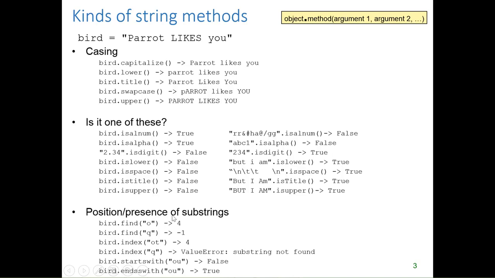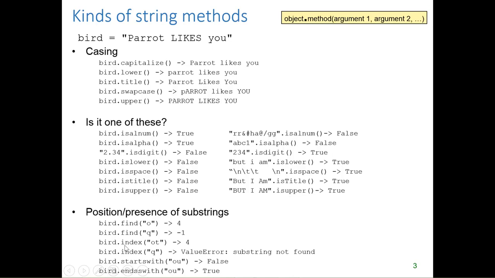Then we have several methods that are to do with position or presence of substrings. In this example, we're finding the letter O, and that returns a 4. So if we say find O, we get a 4 because it's zero-based indexing, and it gives us the first occurrence of that substring, the beginning of the first occurrence of that substring. Notice that if you call the function with something that is not in there, you will get a -1 to indicate that it's not been found for the find function.